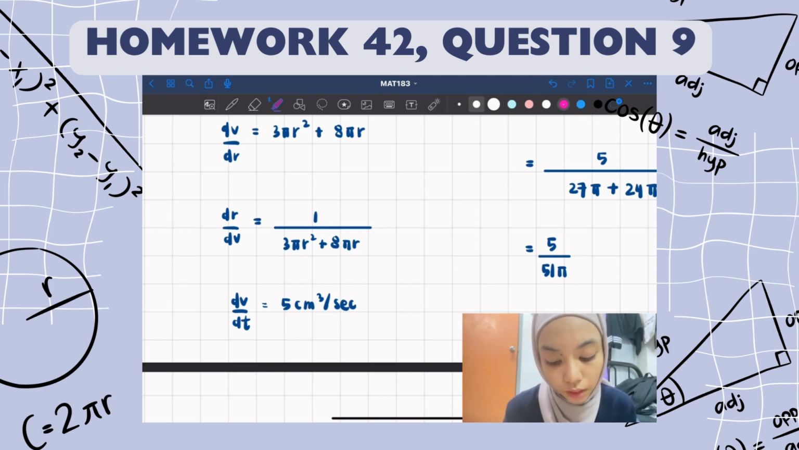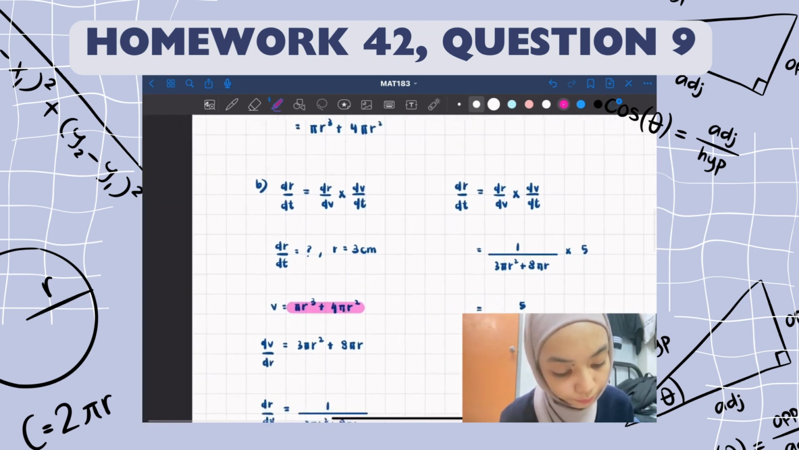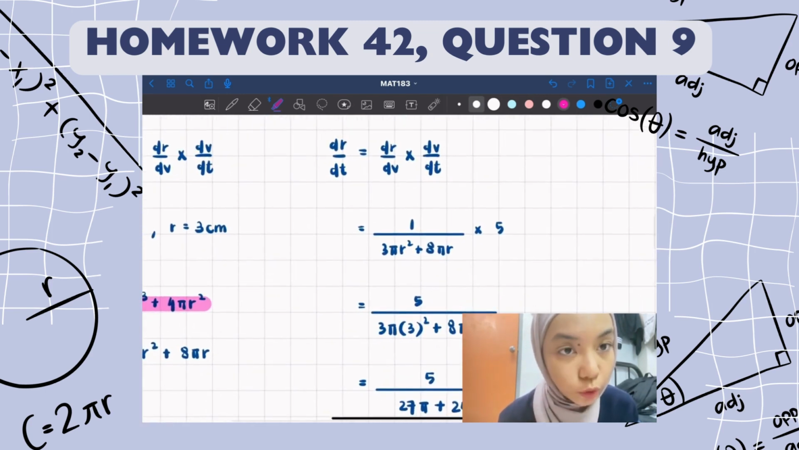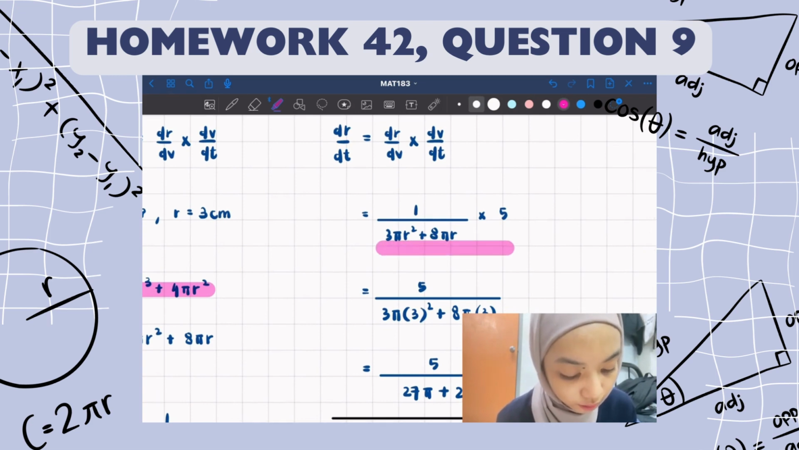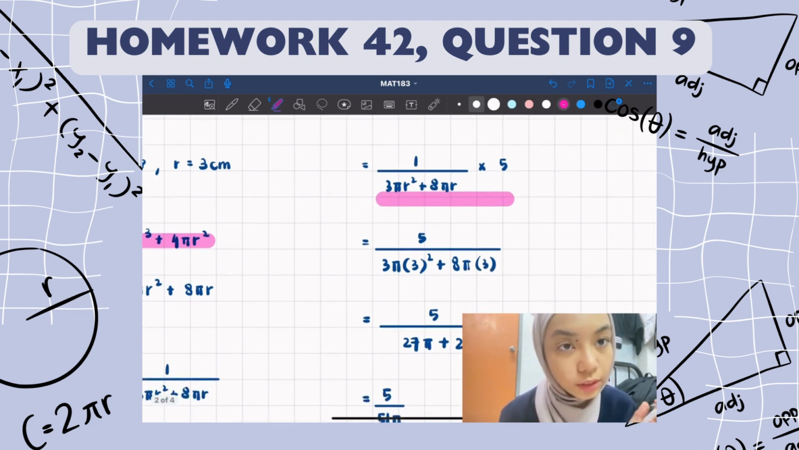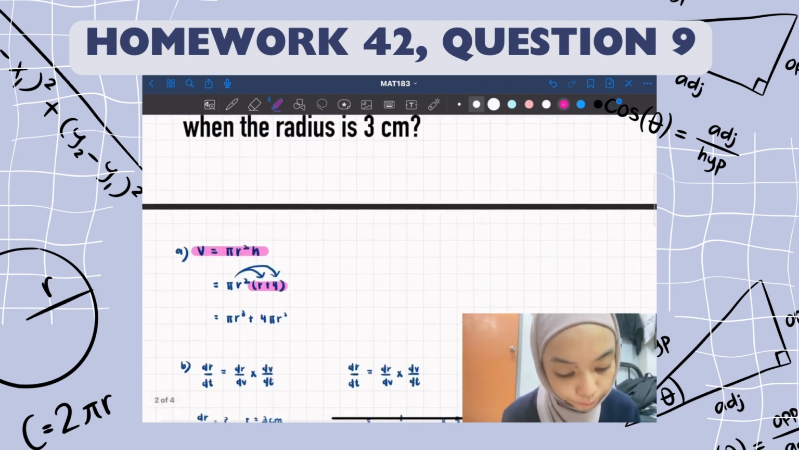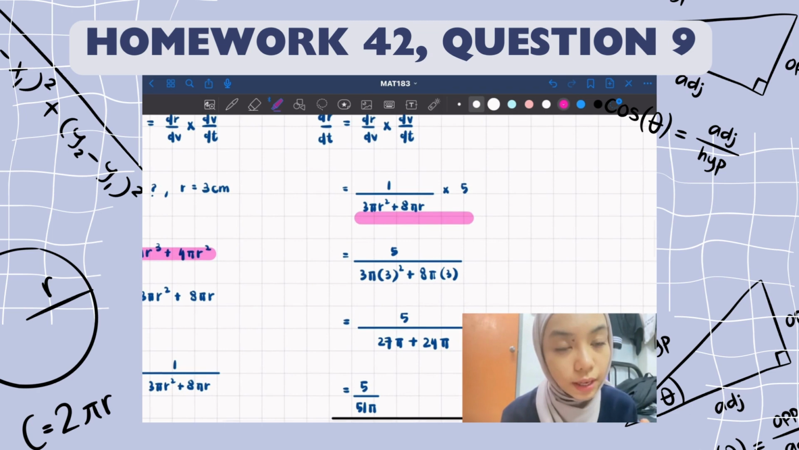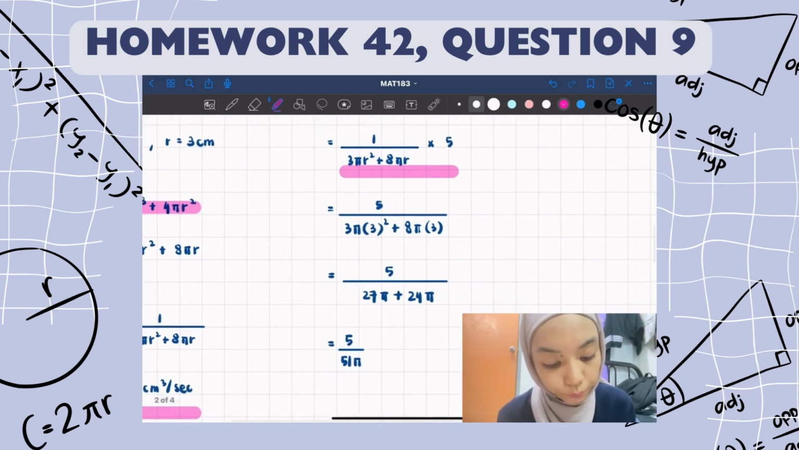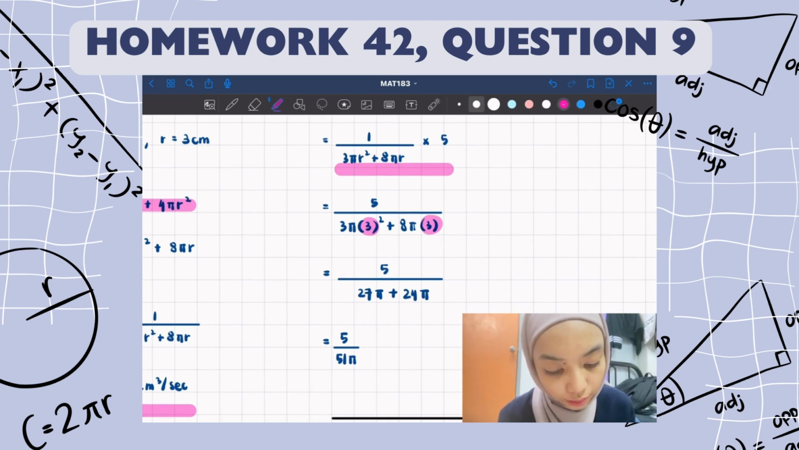dr per dV. So as you can see here, we have dV per dt, and then you're just going to put it into the formula, and then you put in the 3 cm, which is the radius at the instant when the radius is 3 cm. So you just substitute the radius in this one, and then after that you will get 5 over 51 pi. So that's all for my part.